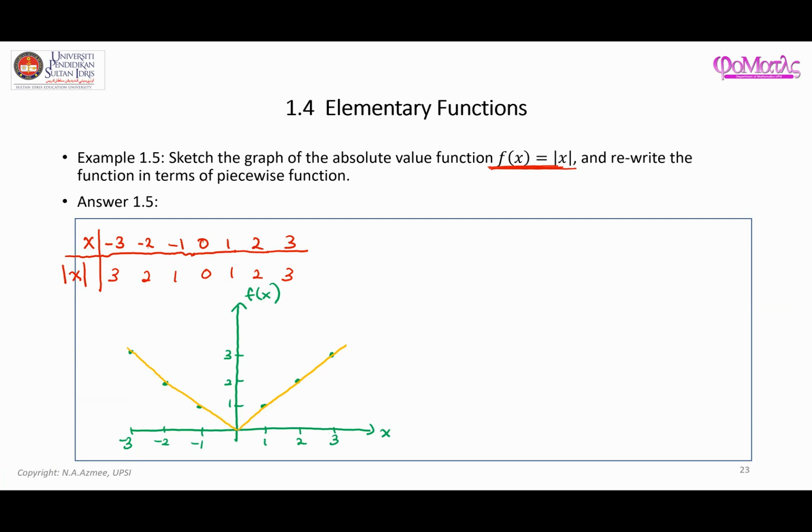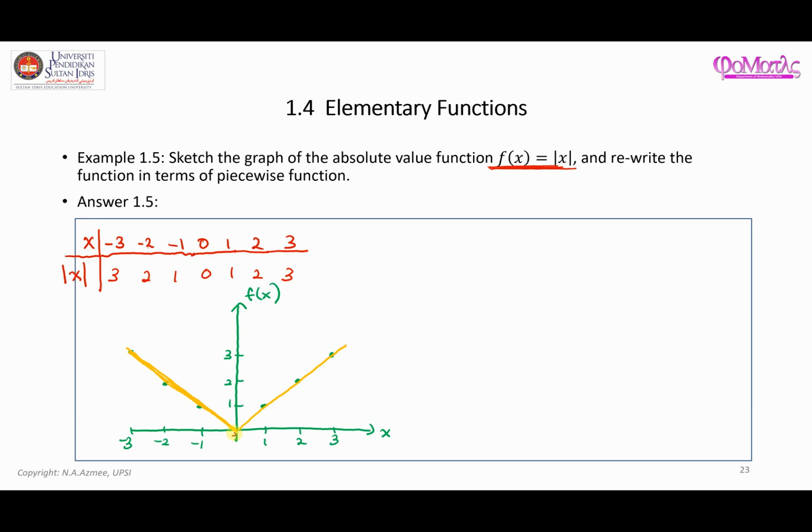I'm not sure it looks perfectly straight, but you get the idea. I hope so. The graph is going to look like this, more or less. Okay, and based on this you can construct separate functions depending on the separate parts of the domain. So let's look at the domain here.